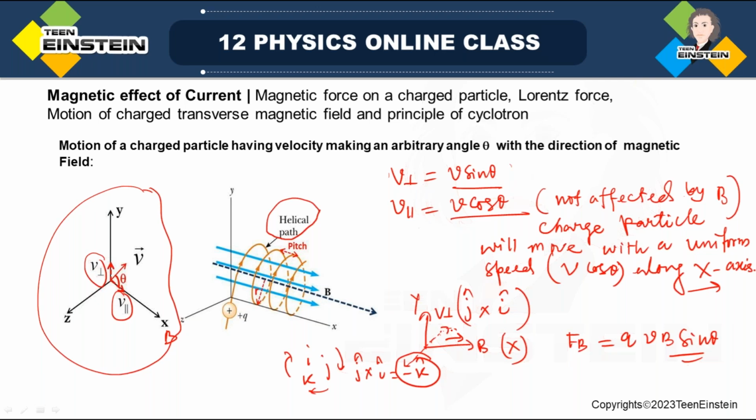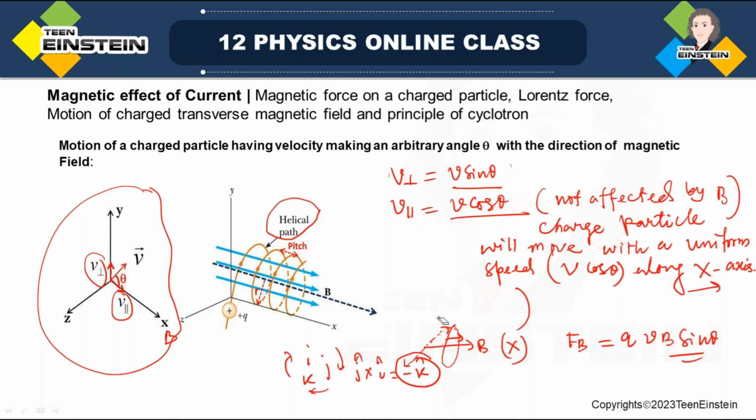So, another point is that since this velocity component is perpendicular to the magnetic field direction, it will try to make the charged particle move in a circular path in the YZ plane, in the vertical plane, as you see in this figure.